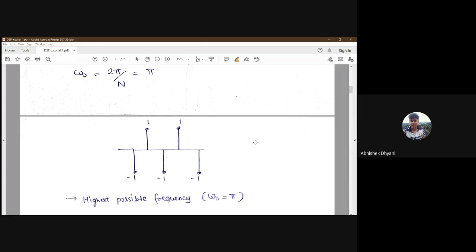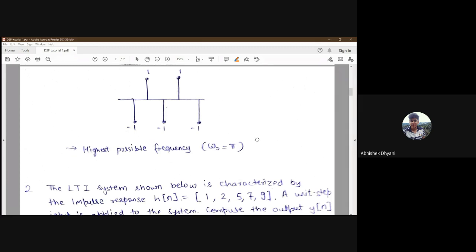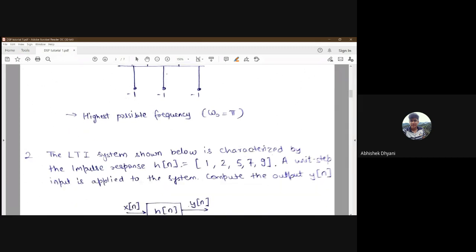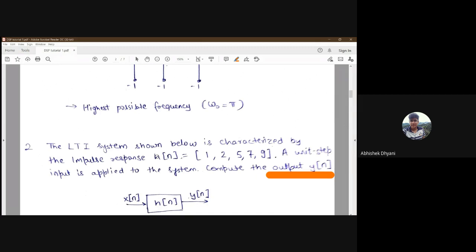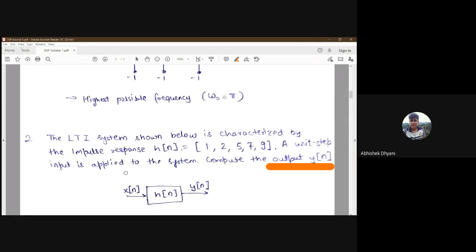Okay, let's look at question number 2. In this question, we have been given an LTI system whose impulse response is this h[n]. Now, a unit step input is applied to the system, and we have to compute the output y[n]. So we know that the output can be calculated by the convolution of the impulse response and the input signal, and that is what we will do.